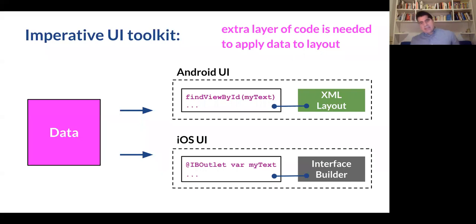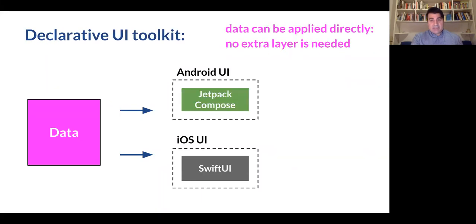even though recently with view binding this has been made much simpler. But still, even with view binding, you still have this extra layer of code, which is maybe not as boilerplate as before, but still it's there. And in iOS, you have a very similar concept. You have the layout that you design in Interface Builder, but then in the code, you still need to reference each element of the layout in order to apply the data to it. In declarative UI, as you see the difference, there is not this layer at all. So the data you can apply directly on the layout.